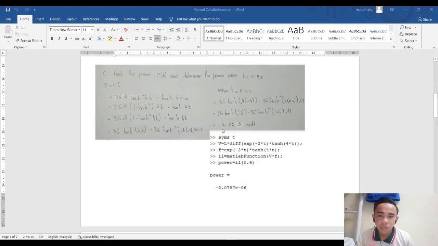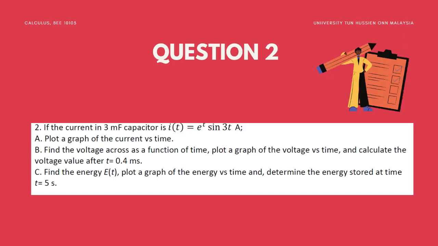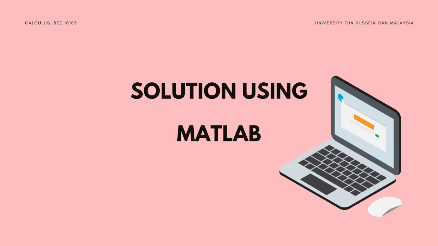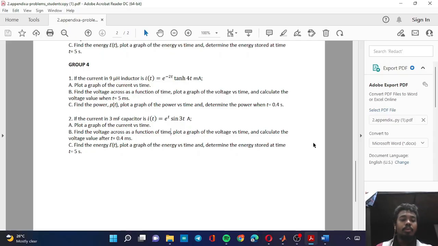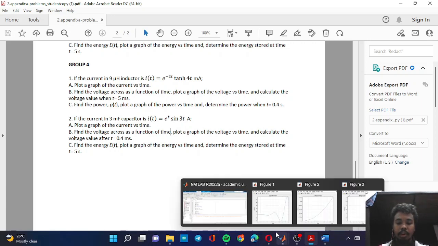We can see that we get the same answer for the MATLAB question. For question 2, it gives a 3 amp capacitor and the equation of current. Alright, for question 2a, it asks to plot a graph of the current versus time. So I already did it.